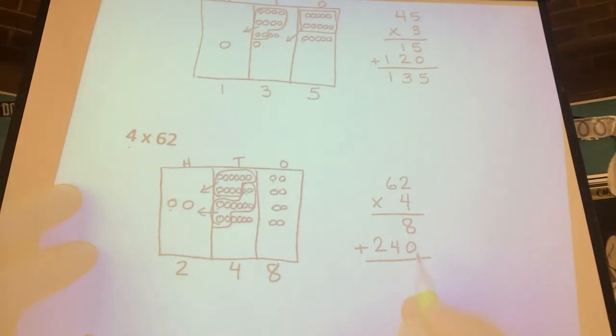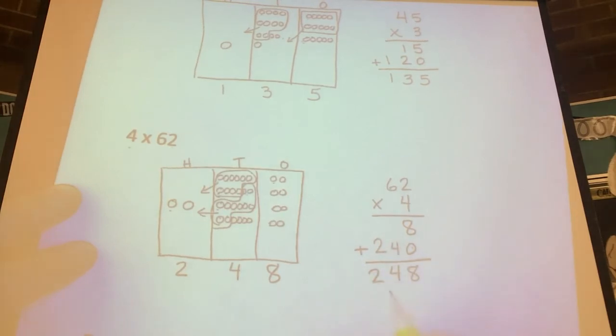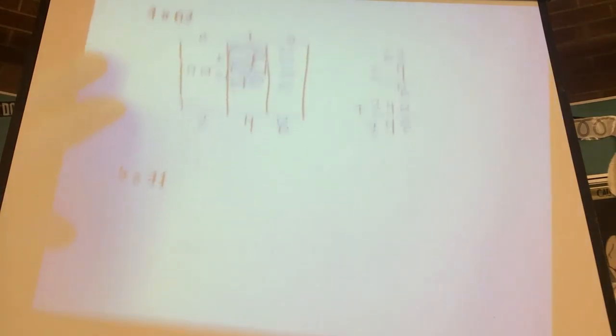Let's look at our problem over here and see if it matches. 8 plus 0 is 8. 4 plus 0 is 4. 2 plus nothing is 2. 248, 248. This last problem you're going to do on your own.